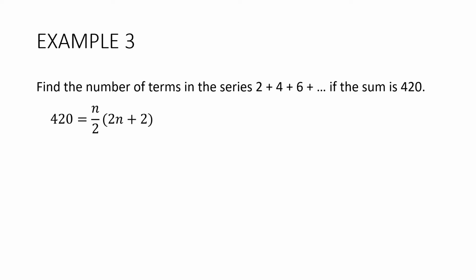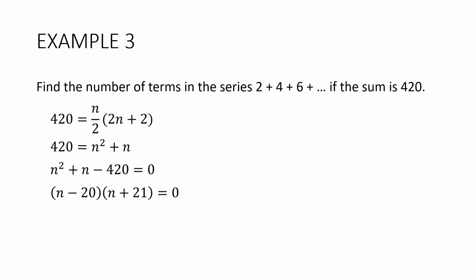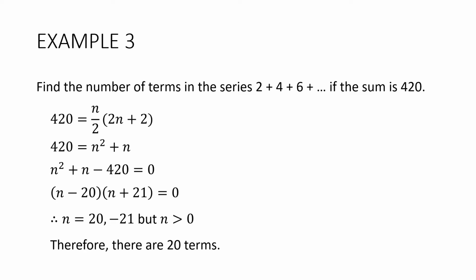Now expanding through these brackets, this is n on 2 times 2n, that's n squared, plus n on 2 times 2, that's n. And making a quadratic, I have n squared plus n take away 420 is equal to 0. Now we can factorise this, but if you don't feel confident factorising that, use the quadratic formula. But we get n minus 20, n plus 21, and so n could equal 20 or negative 21. But n is the number of terms, it has to be positive, and so there are 20 terms.